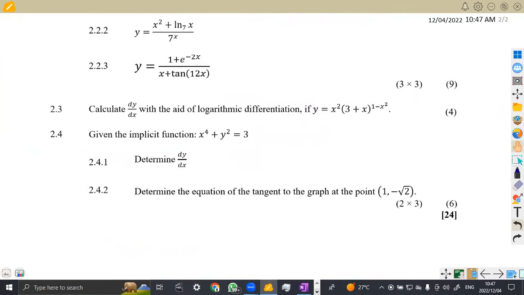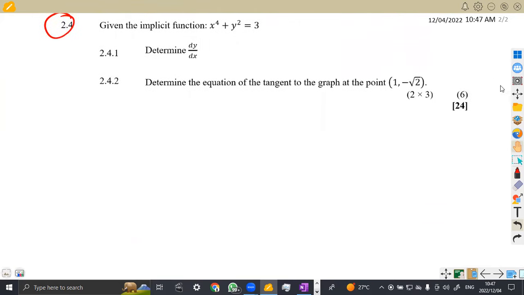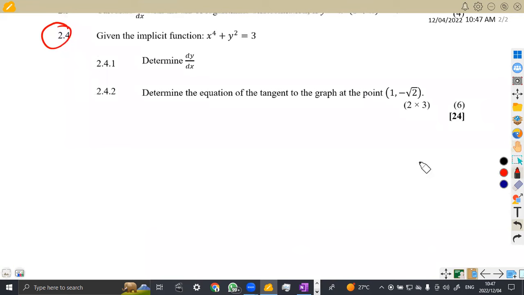So on 2.4, we're given an implicit function. All right, so given the implicit function, x to the exponent of 4 plus y squared is equal to 3, determine dy dx, and that is 3 marks for that, because it's 2 by 3. All right, so we are going to have our implicit function here, 2.4.1, that is x to the exponent of 4 plus y to the exponent of 2 is equal to 3. So remember, implicit, we are finding the derivative with respect to x. So that is dy dx.